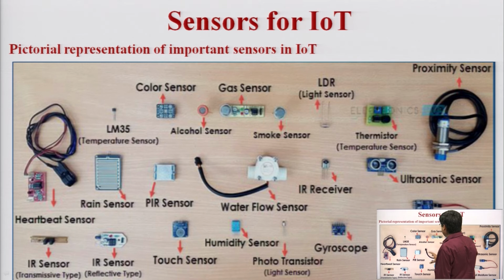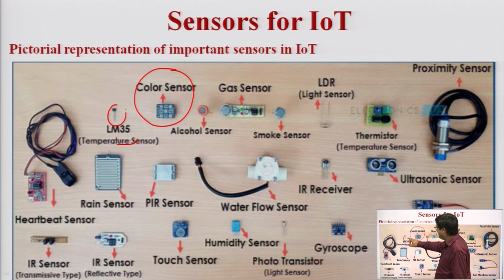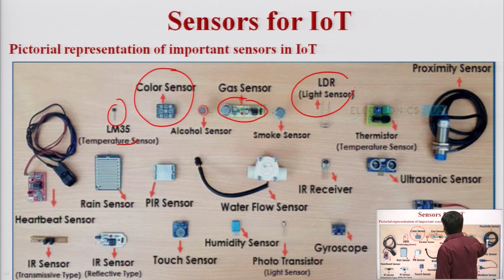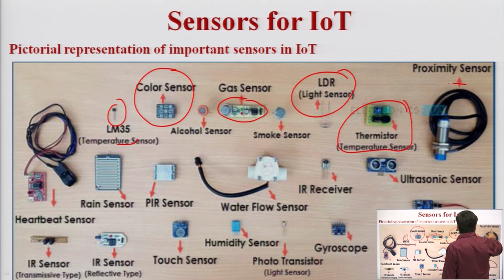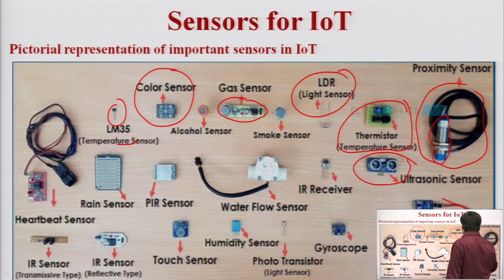It is displaying some common types of sensors. Here you can see there is a color sensor. Here is a temperature sensor LM35, it has 3 pins. We have a gas sensor, a light dependent resistor LDR, a thermistor temperature sensor. We have a proximity sensor that can detect nearby objects. We have ultrasonic sensors that can detect motion up to 10 meters. We have a soil moisture sensor which can detect the moisture of soil.